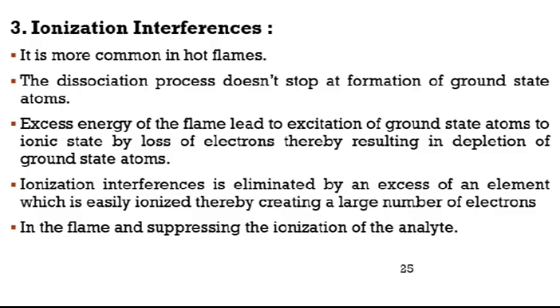Next is the ionization interferences. It is more common in hot flames. The dissociation process doesn't stop at formation of ground state atoms. Excess energy of the flame leads to excitation of ground state atoms to an ionic state by loss of electrons, thereby resulting in depletion of ground state atoms. Ionization interferences are eliminated by an excess of an element which is easily ionized, thereby creating a large number of electrons in the flame and suppressing the ionization of the analyte.